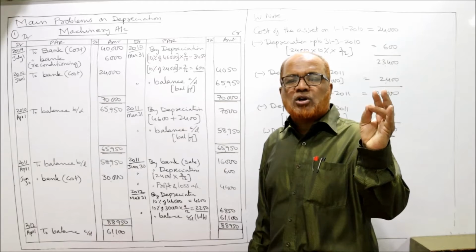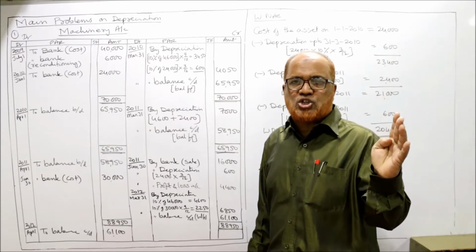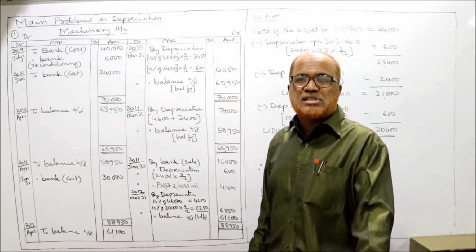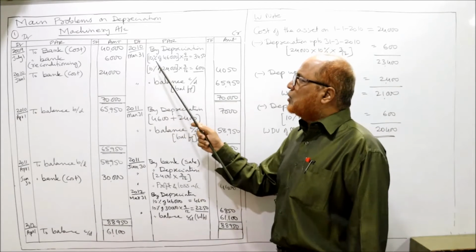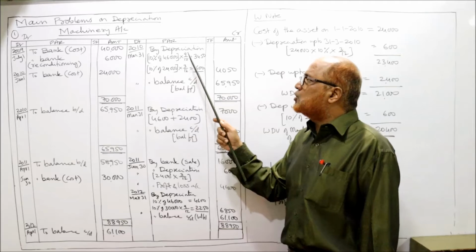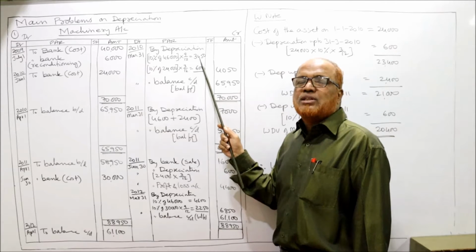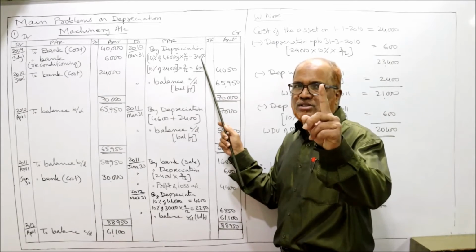July, August, September, October, November, December, January, February, March: 9 months depreciation. We have to provide 9 months depreciation on the first machine. So 10% of 46,000 into 9 by 12. You will get 3,450. So 3,450 is the depreciation on the first machine.